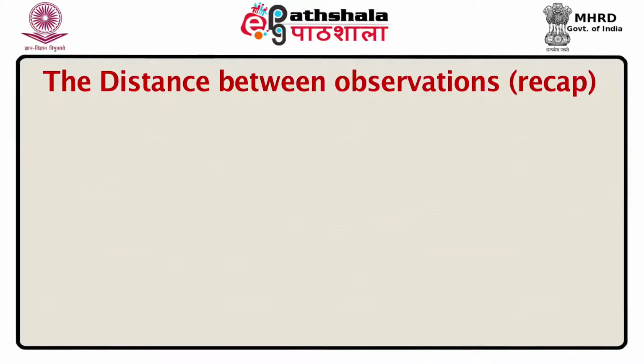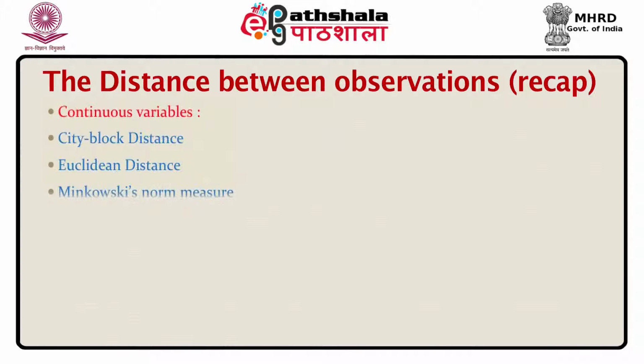So we need to first look at the distances. We have looked at some of the distance measures in the previous modules. Recapitulating those, remember that when we have all continuous variables, we can use the city block distance, which is the straight line distance in the perpendicular direction among different observations. We can use the Euclidean distance, which is the shortest distance between two of the observations. We can use the Minkowski's norm measure, a special case of which is the supremum norm.